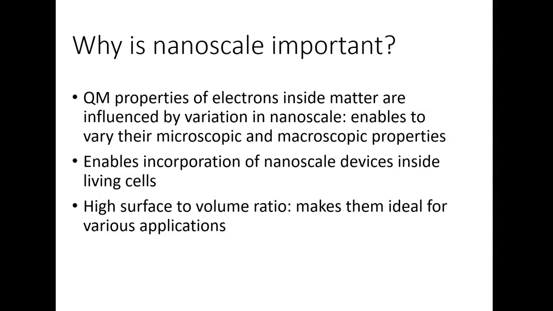And the third thing is that nanomaterials have a very high surface to volume ratio. And due to this particular property, they can be used for various applications such as drug delivery, energy storage, etc. So, in nanomaterials or nanotechnology, one of the important properties is the surface to volume ratio. And due to this property, we have various applications for these nanomaterials.